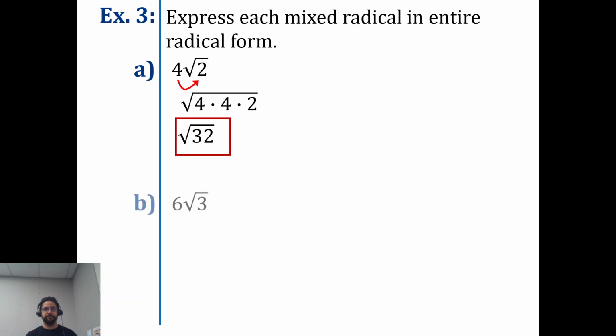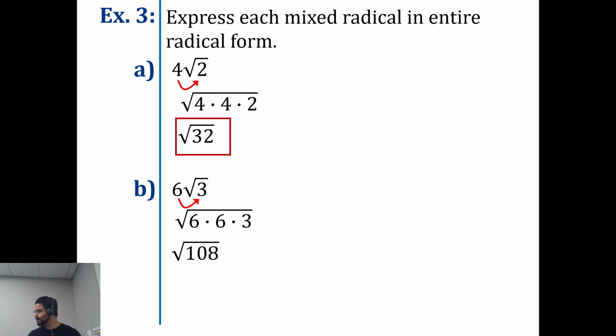All right, let's try another one. Same idea. You've got 6 radical 3. Since we're talking about a square root, we have a pair in our mind. So we go ahead and move it to the inside of the radical with the pair. We go ahead and multiply our 3 numbers together. 6 times 6 is 36. And 36 times 3, well, that's a little bit bigger than 100. We've got 108. Remember, on your assessment, you're not allowed to use a calculator.